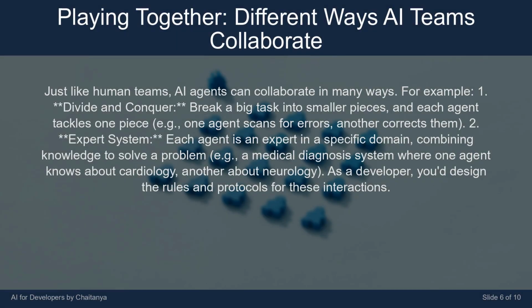Just like human teams, AI agents can collaborate in many ways. For example, 1. Divide and conquer. Break a big task into smaller pieces, and each agent tackles one piece. E.g., one agent scans for errors, another corrects them. 2. Expert system. Each agent is an expert in a specific domain, combining knowledge to solve a problem. E.g., a medical diagnosis system where one agent knows about cardiology, another about neurology. As a developer, you'd design the rules and protocols for these interactions.